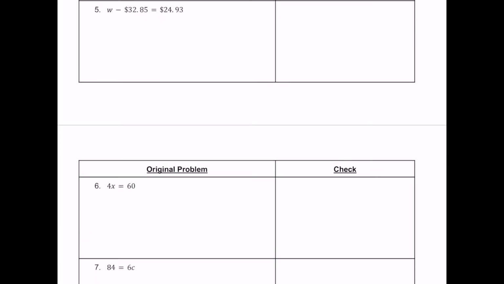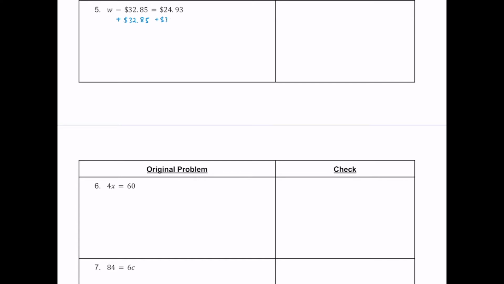So for number 5, we have this equation of w minus $32.85 is equal to $24.93. So maybe you had some amount of money and you spent $32.85 and you were left with $24.93. So what did you have before you spent the money? So to solve this problem, we'll go ahead and use the addition property of equality and add $32.85 to both sides of this equation.